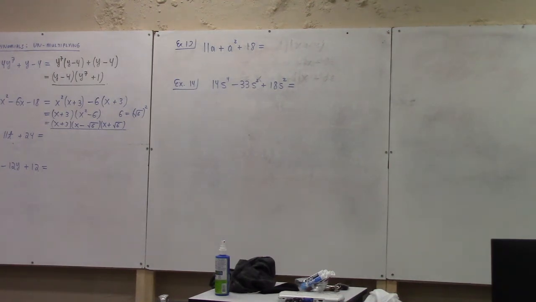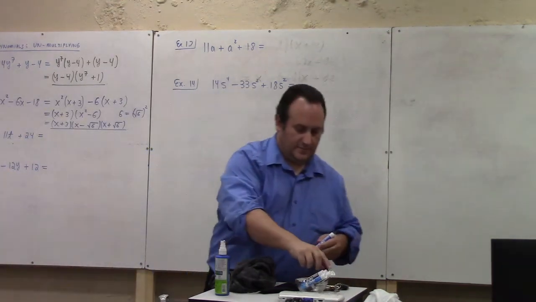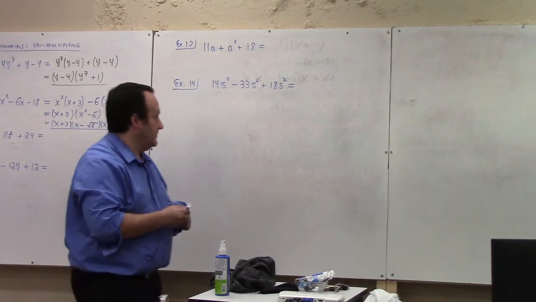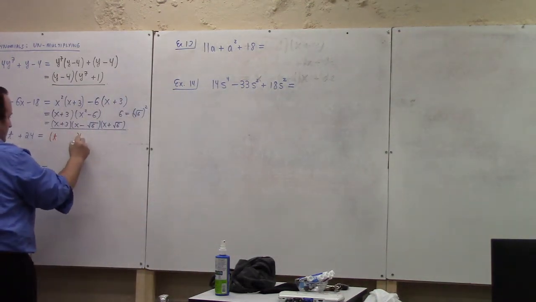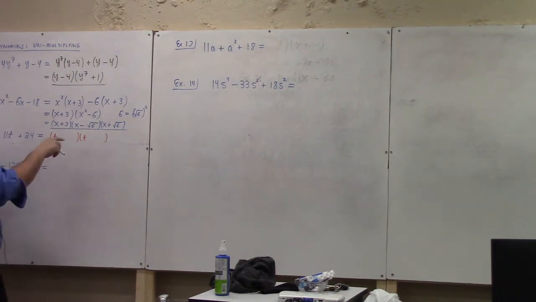All right, you guys help me with the next one. I'll start us out. t times something, t plus something, maybe like that. And we need 24. What is 24? How does it relate to 11? Like 24 is 6 times 4. 6 plus 4 is 10. That doesn't help us, does it?